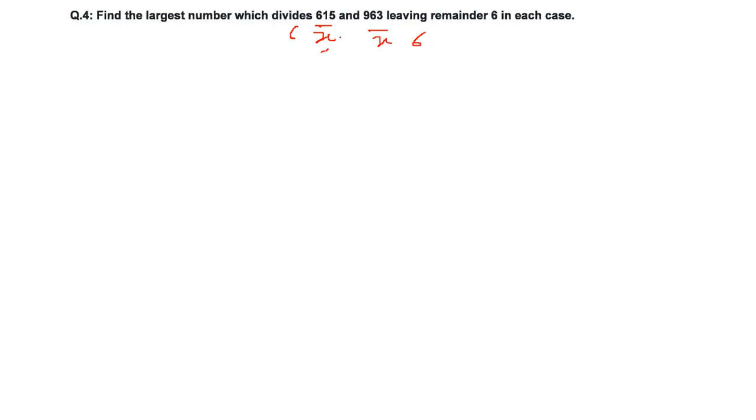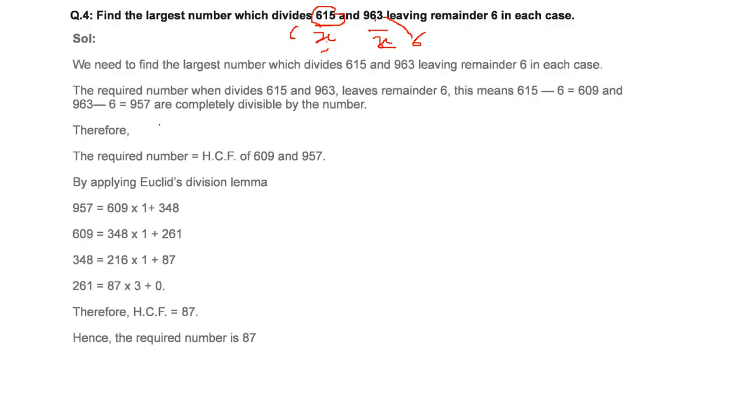There is one more theory here: if I subtract 6 from 615, this x is going to divide it fully. If I subtract 6 from 963, I will get a proper 0 when I divide 963 minus 6 by x. Exactly this is what we are going to do here. We'll take 615, subtract 6, we get 609. We'll take 963, subtract 6, we get 957.